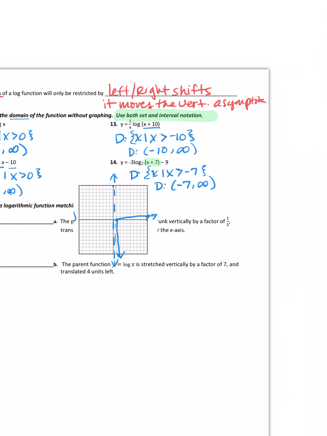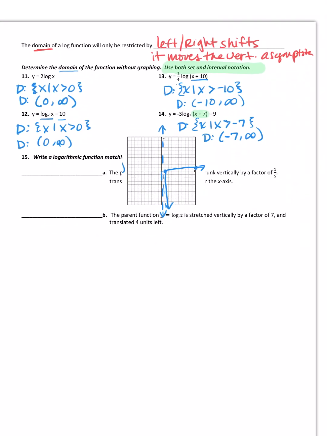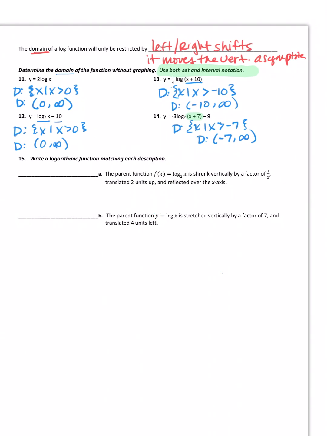All right. Now, let's look at the bottom here. Here we're going to be writing the logarithmic function matching each description. So pay attention to the parent. Look at the base on that. Make sure we put log base 2 wherever we do it. Let's look at the description though. It's shrunk vertically by a factor of 1/5. So where's that going to go? That's going to go in the very front. Translated up 2 units, so it's going to be a plus 2 in the back. And reflected over the x-axis, that means a negative in the front.